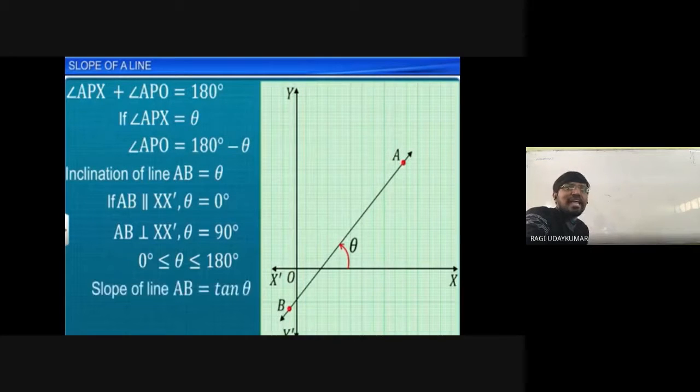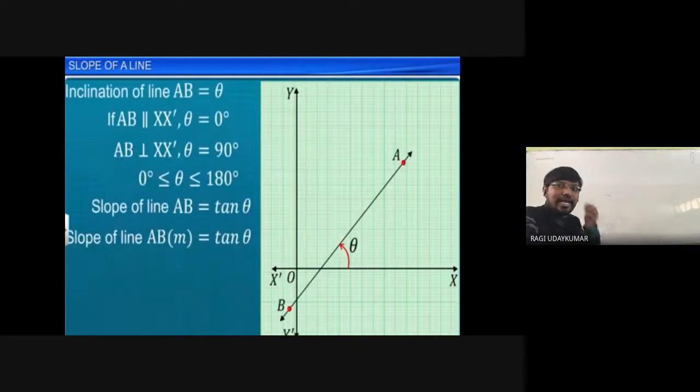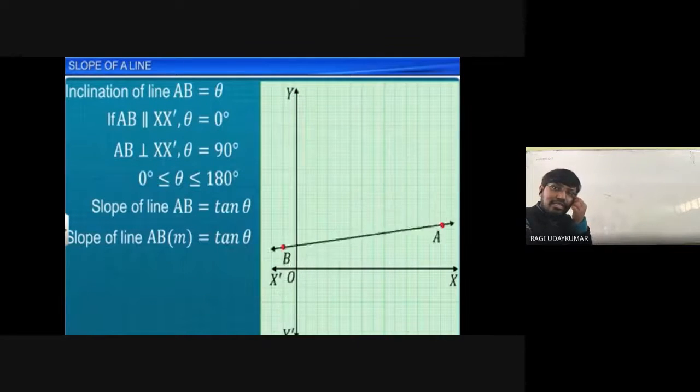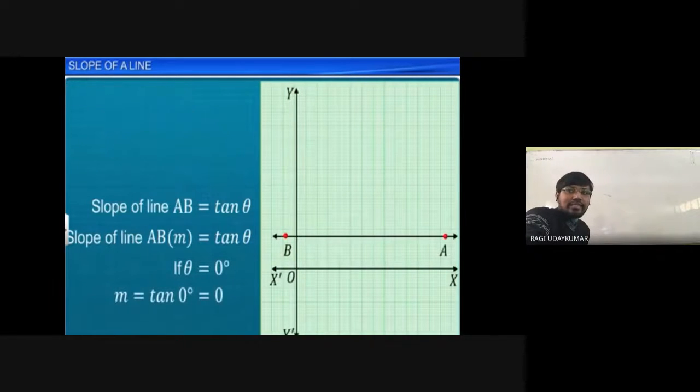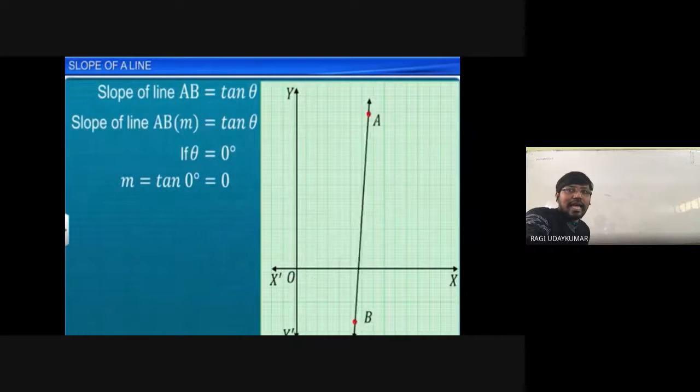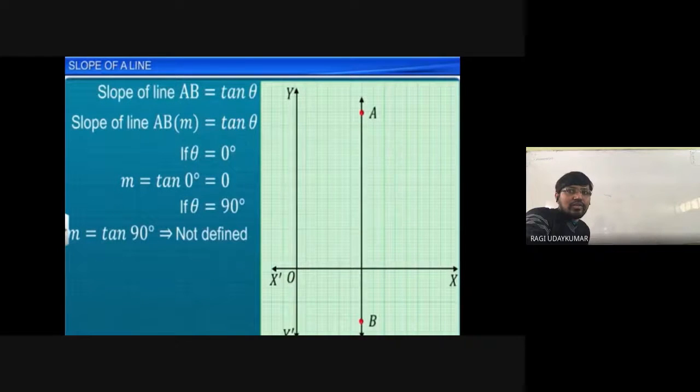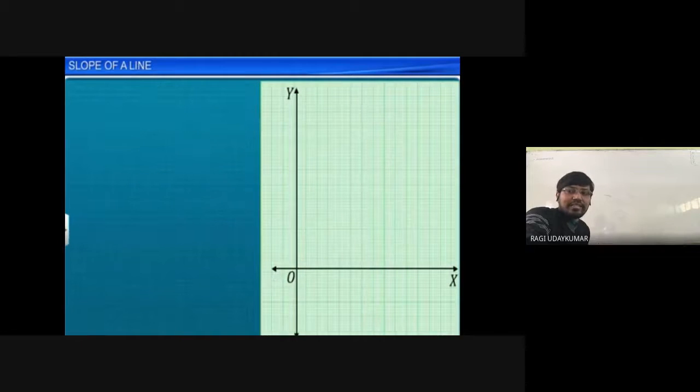If the line makes some other angle, that angle is called the inclination, and the slope of the line is defined as the tangent of that angle. So if a line is parallel to the x-axis, the angle is 0, and tan 0 degrees is equal to 0. So the slope of the x-axis is 0, and the slope of any line parallel to the x-axis is also 0. The slope of the y-axis is undefined because the angle is 90 degrees.